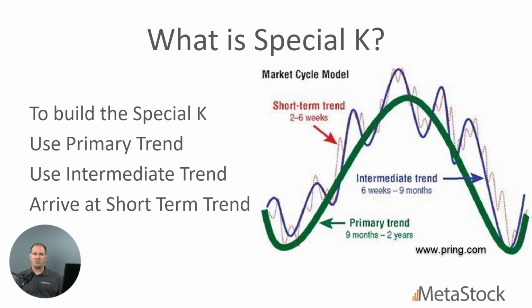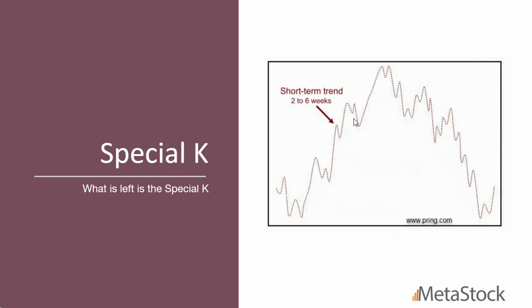So how do you build the Special K? Well, again, you take those 3 time frames, use the primary, the intermediate, and then you arrive down at the short term. And what you're left with is this short-term trend. That is the Special K.